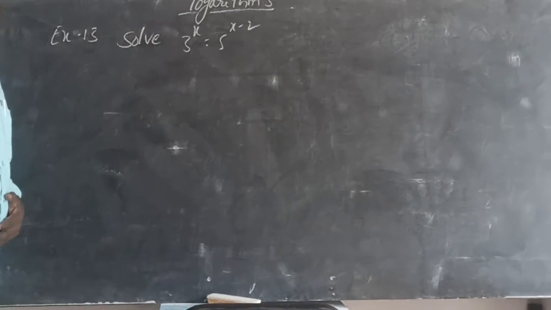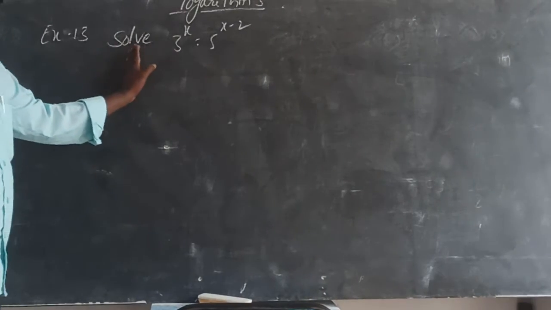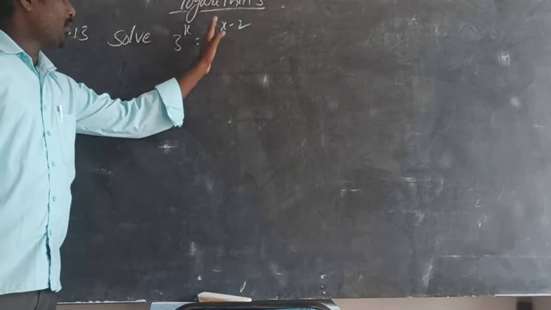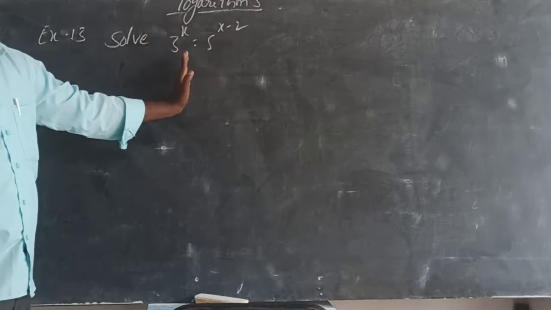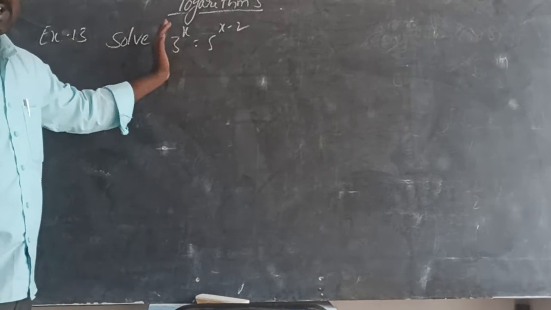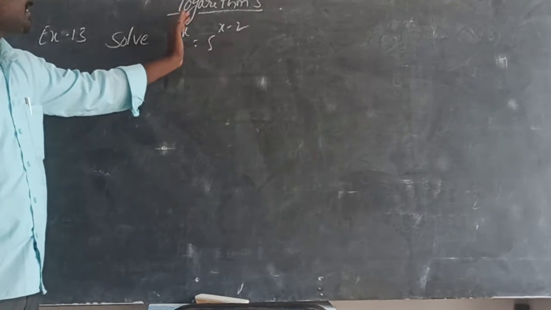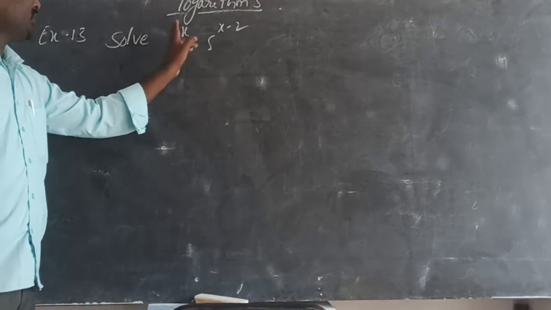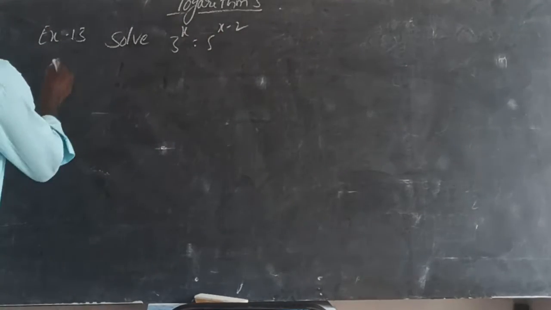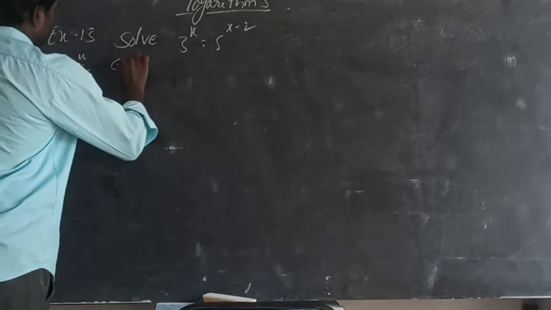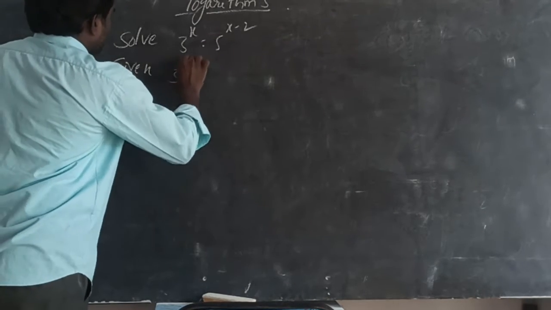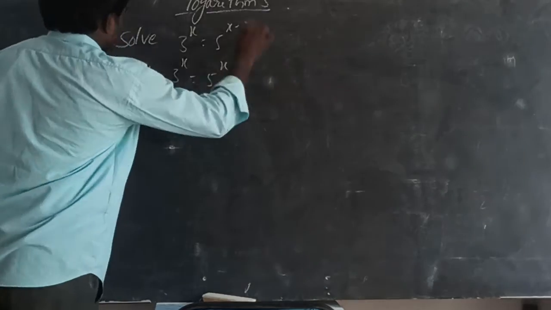Next, example 13. Solve 3 power x is equal to 5 power x minus 2. Solve means find the x value. Solve or find or evaluate means to find the unknown thing. Here, what is the unknown thing? X. So given 3 power x is equal to 5 power x minus 2.